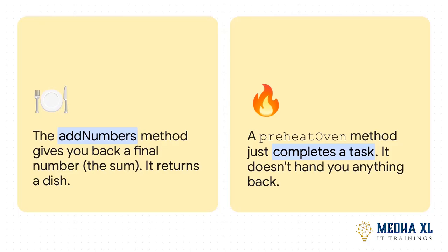Now, not all chefs actually serve a dish. Sometimes you just want them to do something. Our addNumbers method is like asking for a cake. You get a cake back. But a method like, say, preheat oven, it just does the job. It warms up the oven. It doesn't hand you anything when it's done. In Java, we'd say its return type is void. That's just a fancy word for it returns nothing.